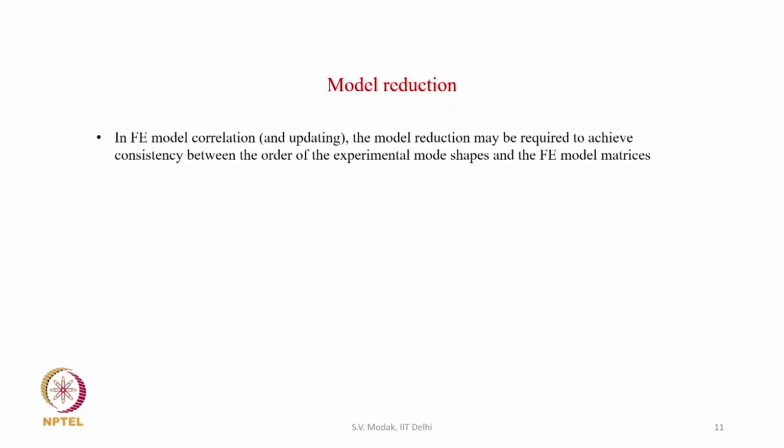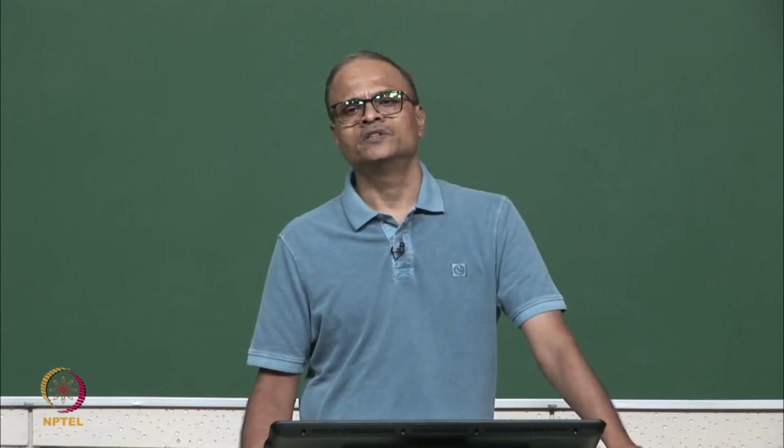So, we see that in FE model correlation and updating, the model reduction may be required to achieve consistency between the order of the experimental mode shapes and the FE model matrices. In updating, which we will study later, some methods may also require this consistency to be resolved before updating can be carried out. So, therefore, we are now going to talk about some of the methods of model reduction and one method for mode shape expansion to see how this inconsistency can be resolved.